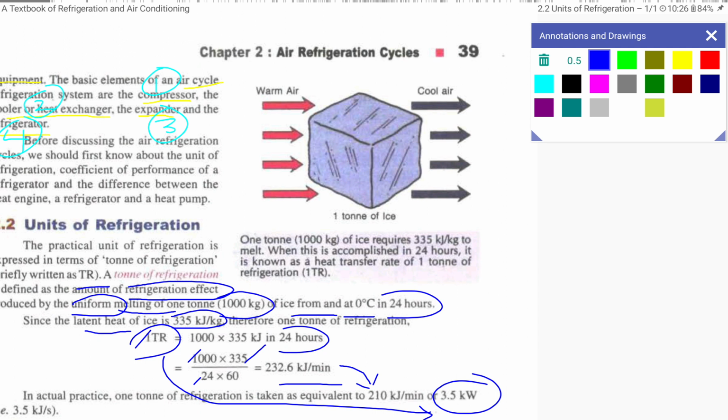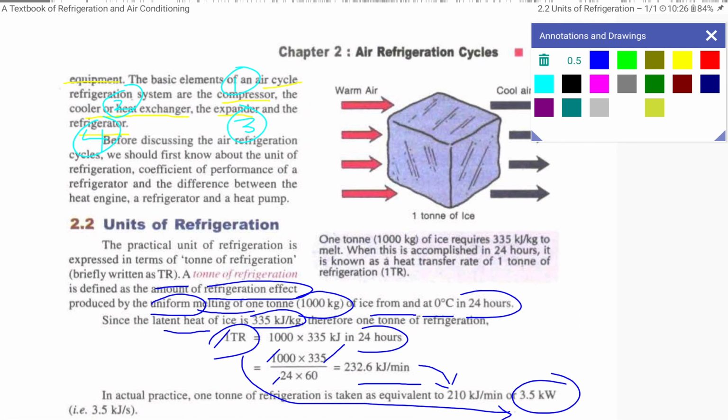Okay, so when you encounter the word TR, which is the term being used as a unit of the capacity of your refrigerating effect, RE, that is actually the capacity of your evaporator. Remember that 1 TR is equivalent to 3.5 kilowatt.